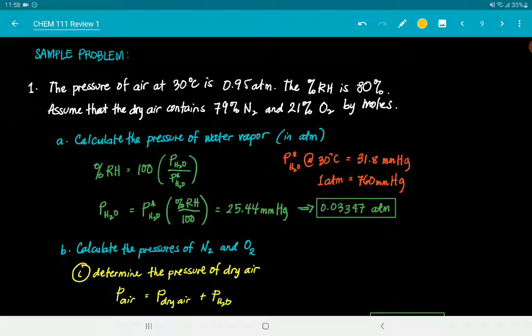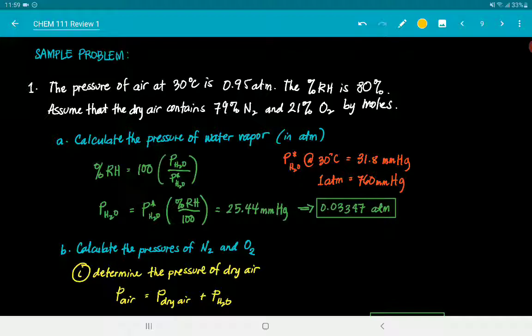The pressure of air at 30 degrees Celsius is 0.95 atmospheres. The percent relative humidity is 80%. So assume that dry air contains 79% N2 and 21% O2 by moles. So first, calculate the pressure of water vapor.